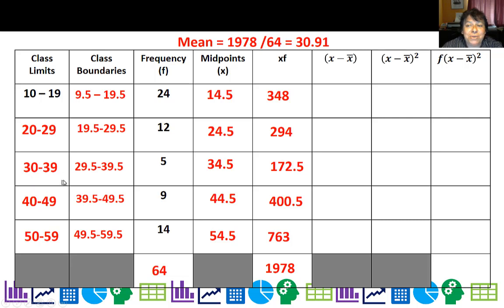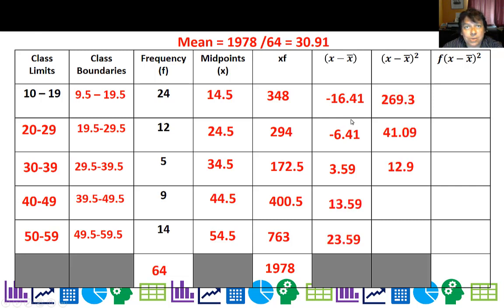But actually, we don't have that many 31 people. We got some old fogies like me and some young kids like you guys playing Pokemon as well. So let's go ahead and do the deviation. I'm also going to use the midpoint for that. So I'm going to do 14.5 minus 30.91, and then 24.5 minus 30.91. Like before, it always starts negative and then goes positive, if these are in order. All right, then I'm going to square them, just like we did before. Then I'm going to multiply each one of these by their frequencies, excuse me, and get this.